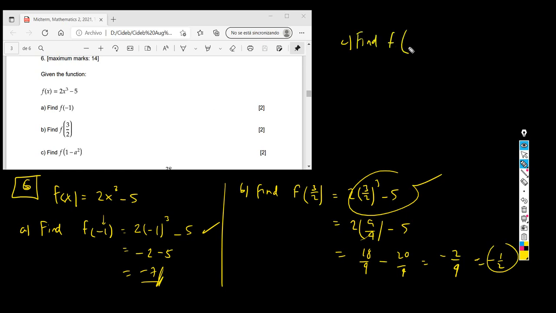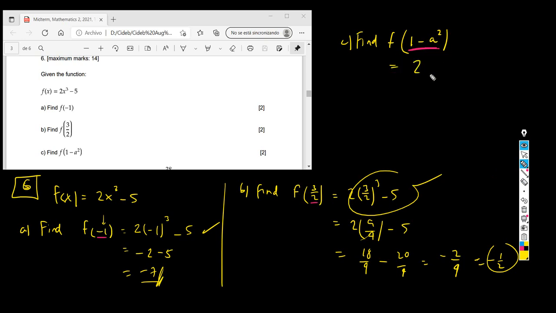C, find the value of the function at 1 minus a squared. Okay, it's the same idea. Please do not read this as something weird. This is just a number, just as 3 halves or minus 1. There's nothing weird about this, guys. The same stuff that you did on the previous two is the same stuff that you're going to do for this one. All you have to do is this.